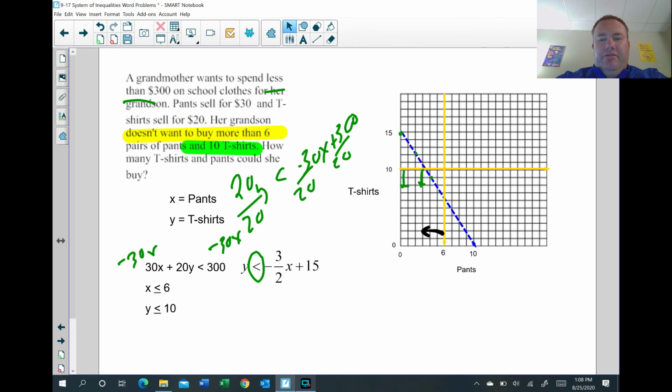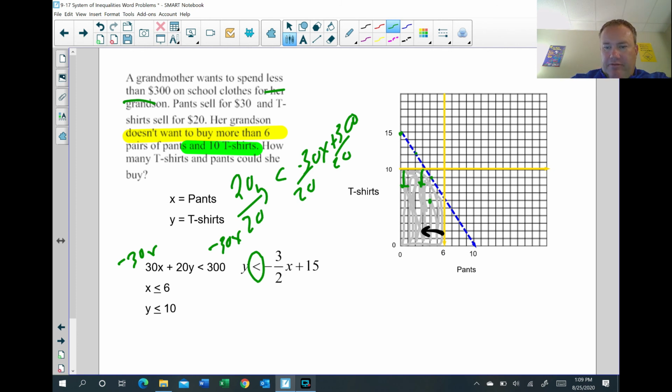For this one, to find the solution, it is going to be in the area that is satisfied by all three. And the only area is this one in here. So what this means is any combination of pants or t-shirts that is inside this area is a solution. It'll be less than the $300 she wants to spend, and it'll be no more than 6 pants and 10 t-shirts. So for example, let's pick one. For example, there we go.